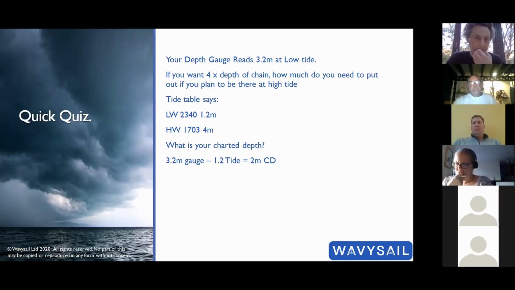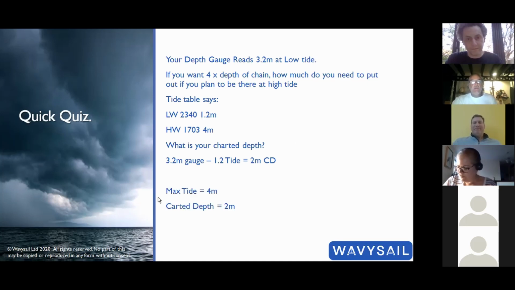Can you say that again, Wavy? So your depth gauge reads 3.2. That's the water underneath you till it hits the bottom. That's what the depth gauge is telling you. We know we're at low tide. And we know at low tide, there is a 1.2 meters height of tide. So if we take our 3.2 and we remove our tide, we get our chart datum. Okay, thanks. Sorry, I'm the slow kid.